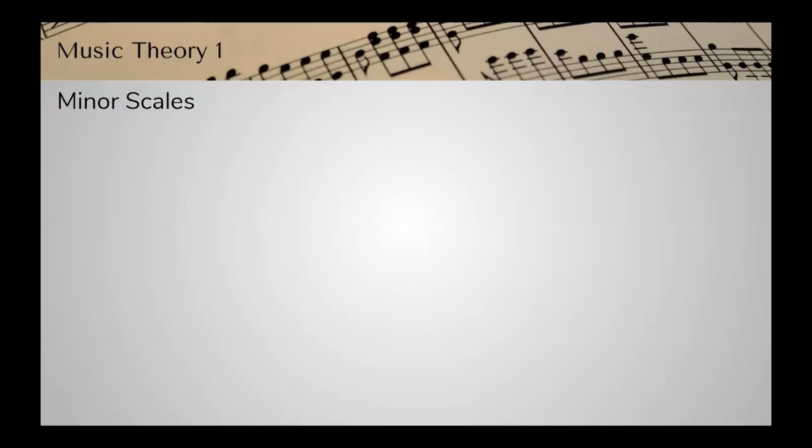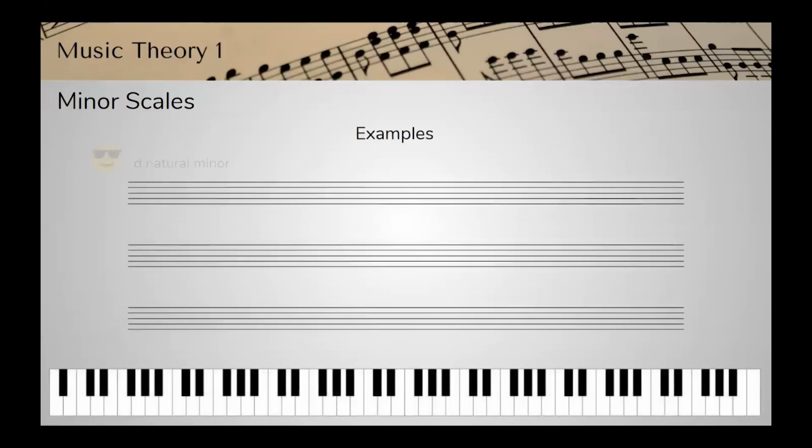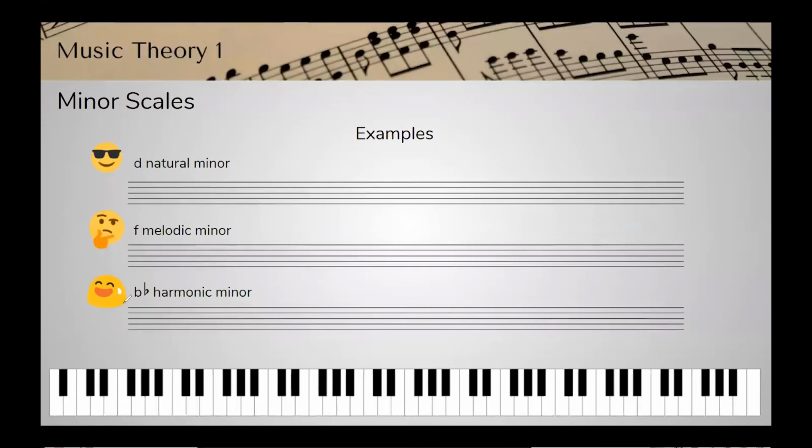Okay, so let's look at some examples. We'll start with an easy one, which is D natural minor. Then we'll do a little bit tougher one, F melodic minor. Then we'll do kind of a really tough one, B flat harmonic minor. Okay, so let's start with D natural minor, and I'll try to reference the piano as much as I can so you can see the whole steps and half steps. And let's start this on a bass clef.